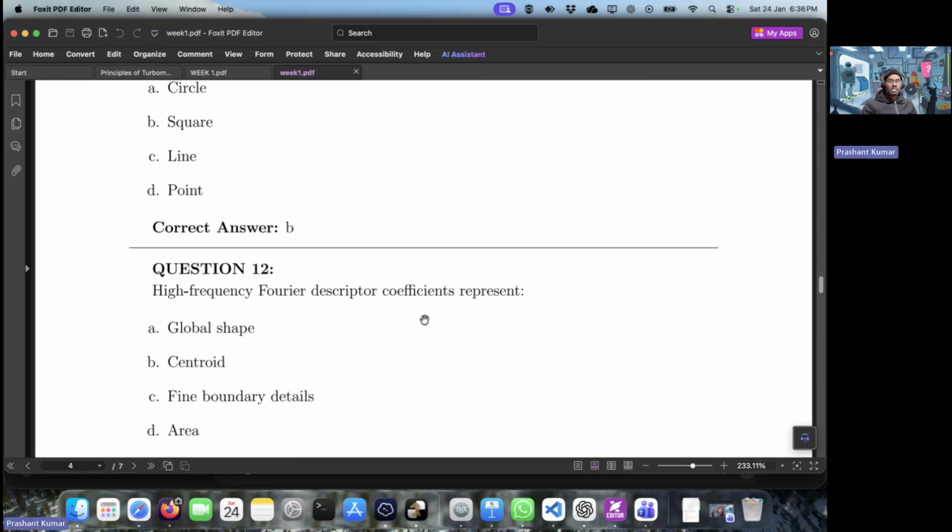A high frequency Fourier descriptor coefficient represents the global shape, centroid, fine boundary details, or area. So option C, right? High frequencies: when you start building the coefficients, the lower frequencies start building the smoother shape, and if you keep increasing the frequency, you start getting close to the original shape. So higher frequencies always capture the minute details in any Fourier feature.